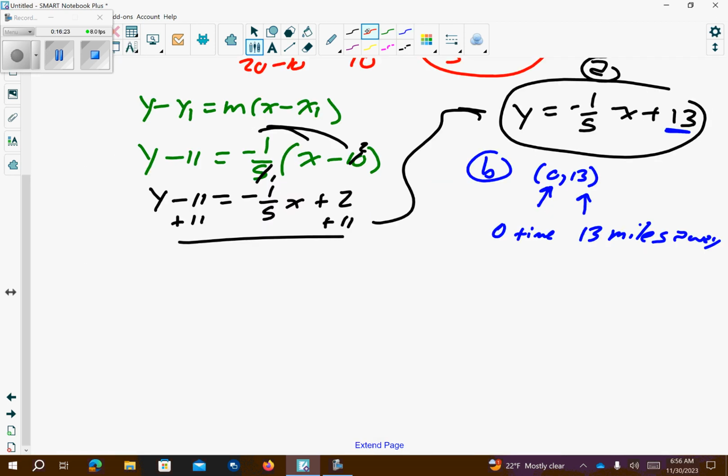Letter C says what is the x-intercept and what does it represent? I'm not sure why we have a bell ringing, because we're not in school right now.